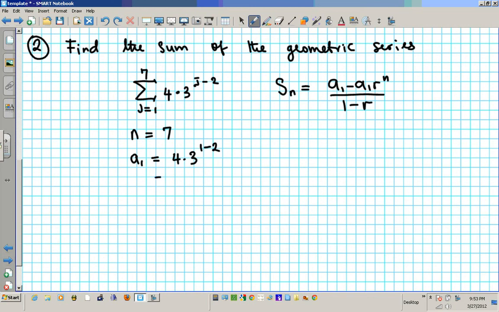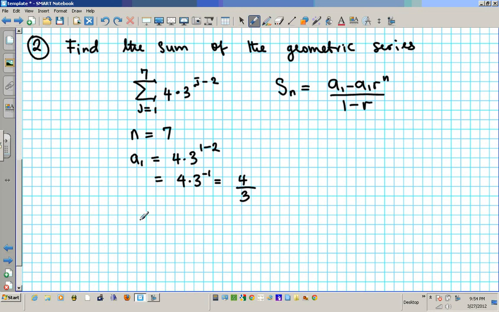That becomes 4 times 3 to the negative 1. Any number raised to a negative exponent has to be reciprocated to negate that negative power. So this is going to become 4 over 3: a numerator with a negative power becomes a denominator with a positive power. So 4 over 3 is our a1.